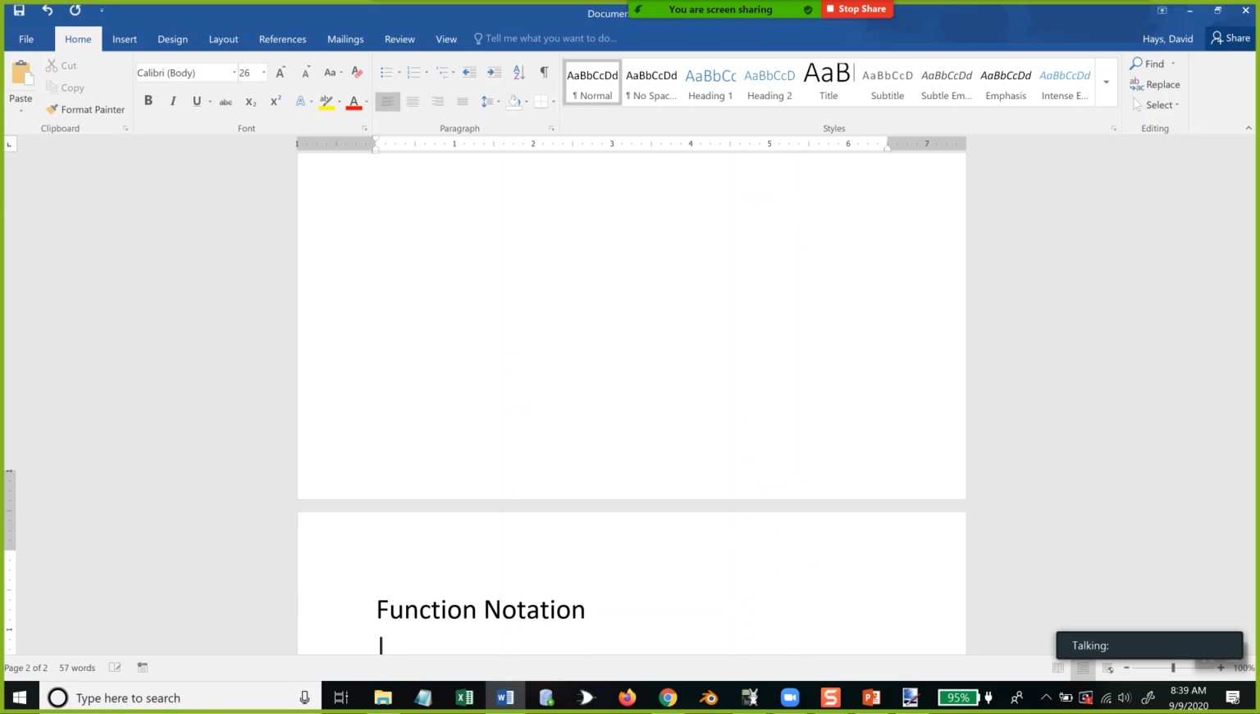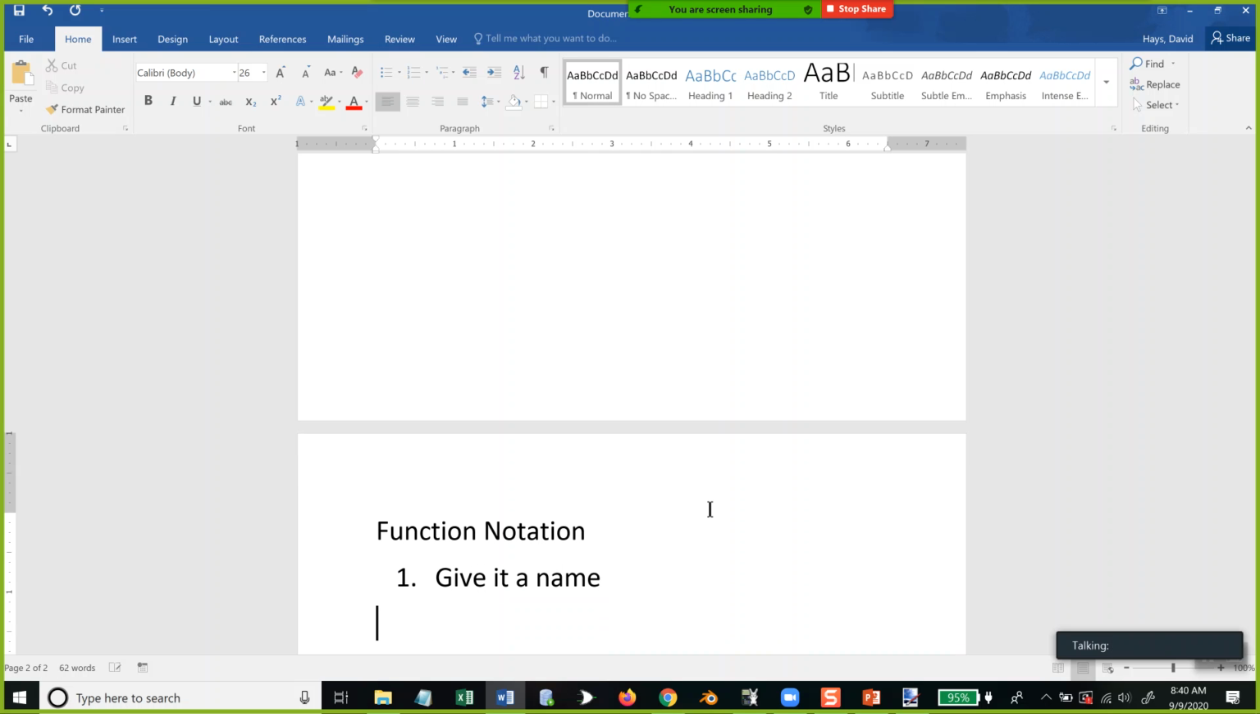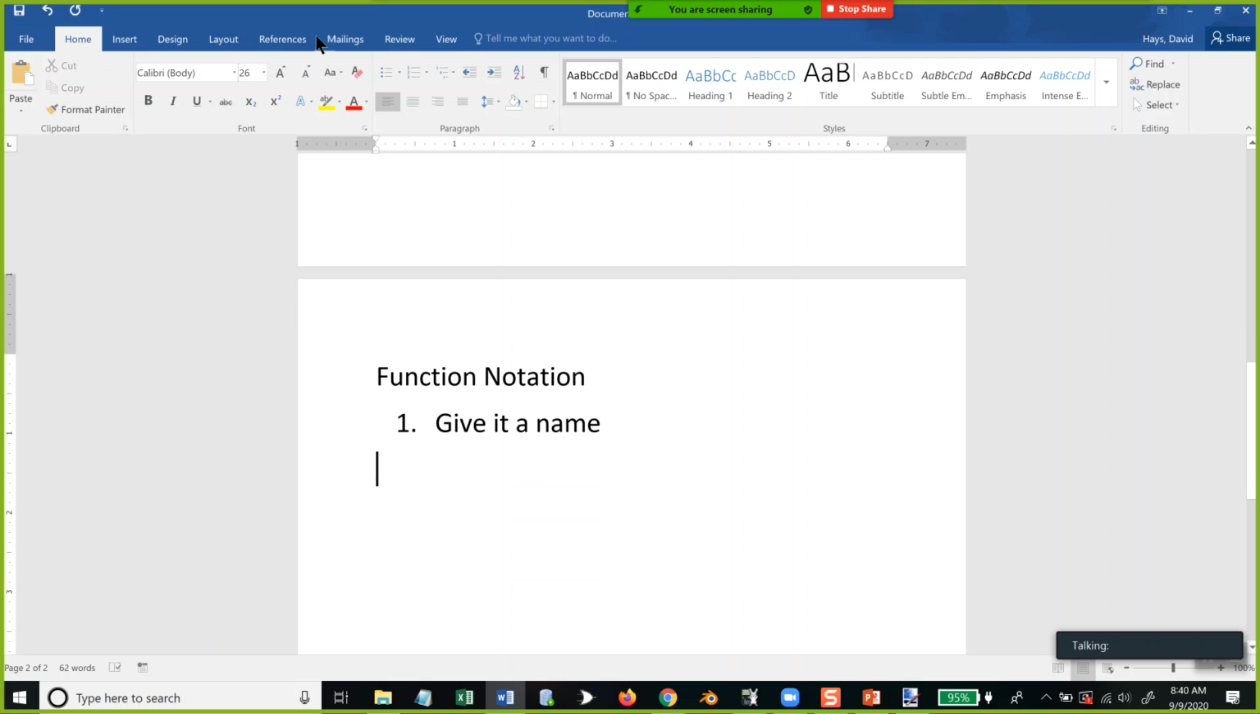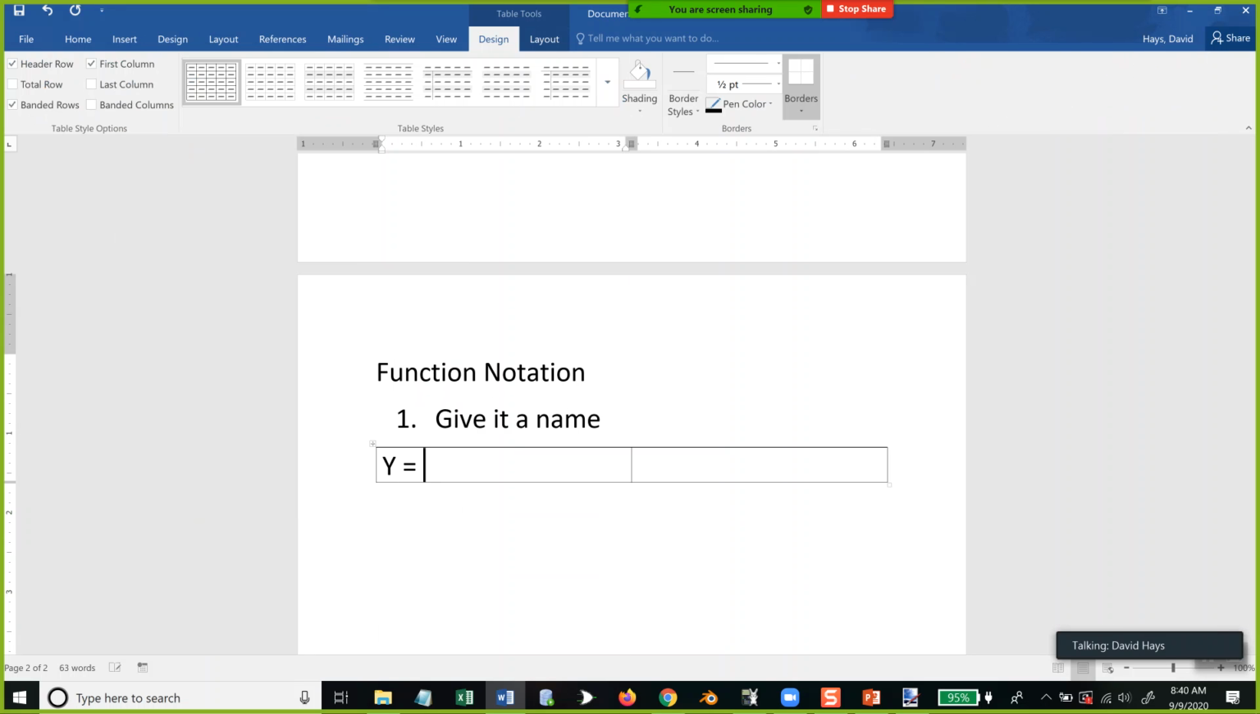Function notation has some purposes. Our first purpose is to give it a name. Because if I had something look like this, and if I told you to graph y, well, your question would be which one? There's two y's on the screen. So we give it a name.